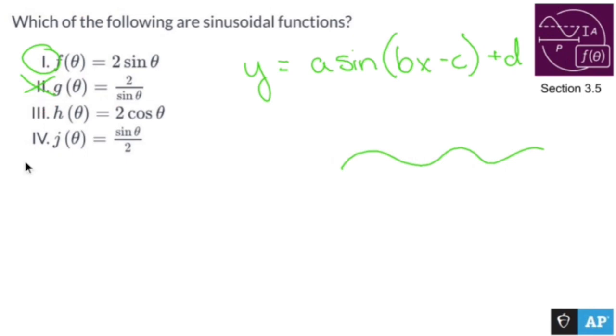So not 2. 3 technically is, because cosine is sinusoidal. And basically 4 here is the same thing as 1. It's just you can write this out as 1/2 sine theta. So everything here except for 2 is good to go for sinusoidal functions.